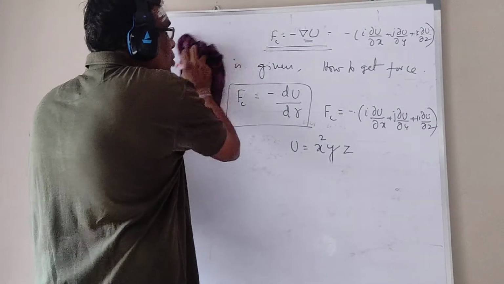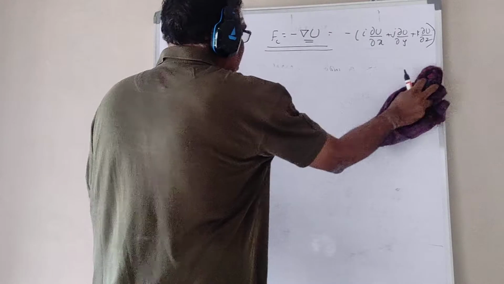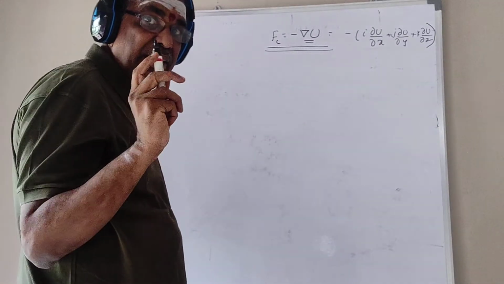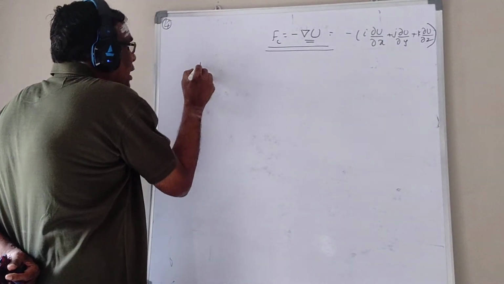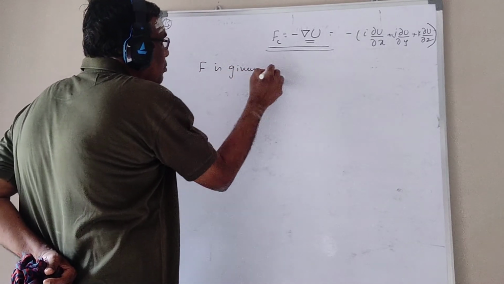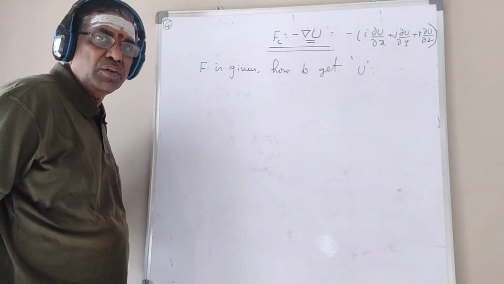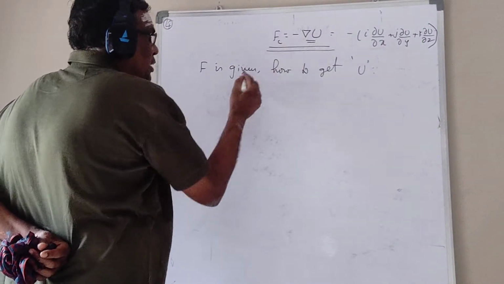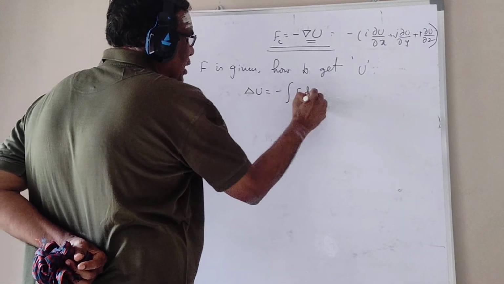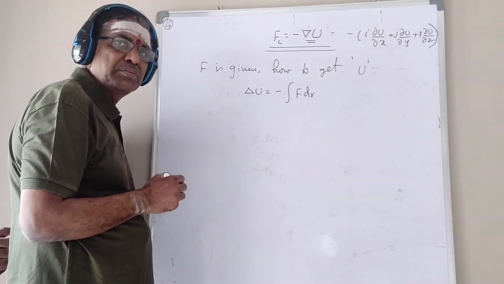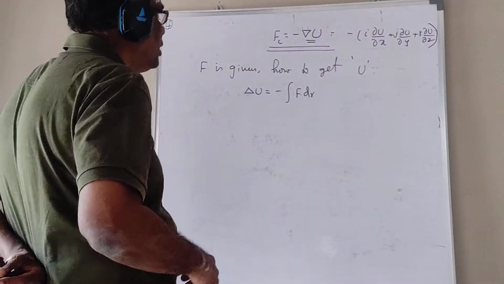Okay. Now, I have shown, if U is given, how to get force. Simply differentiate, with a negative sign. Now, this is very, very important. Be careful. Supposing F is given, how to get U? You have just shown delta U is minus integral F dot dr. That's how you have to get it. You get my point? This is very important.